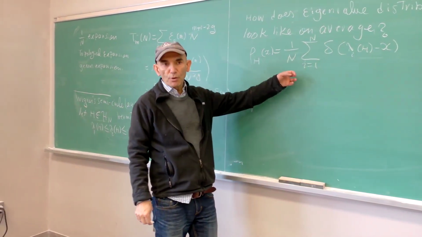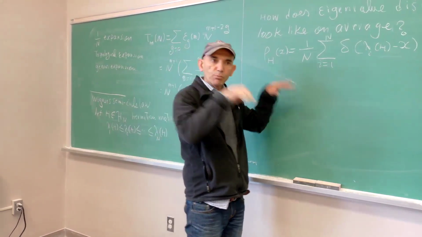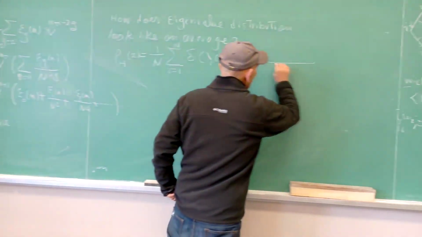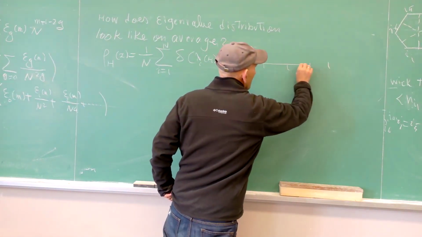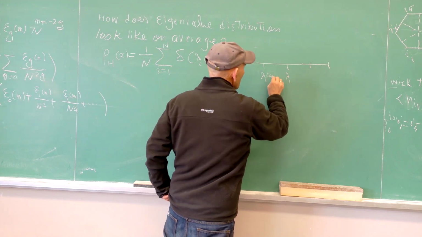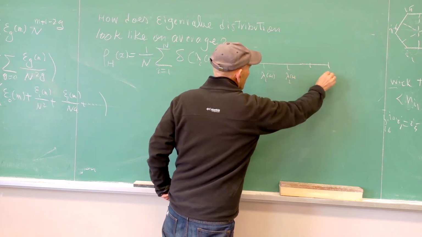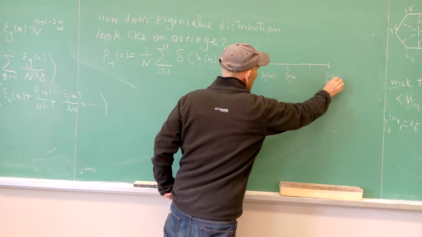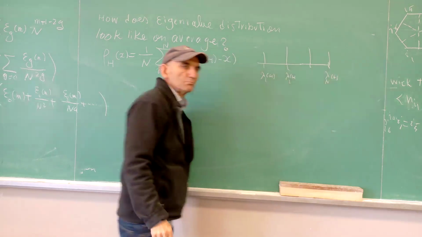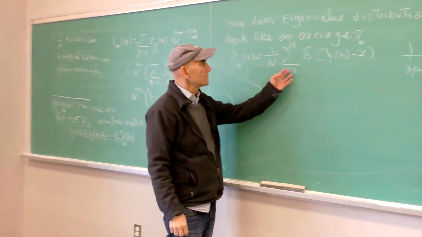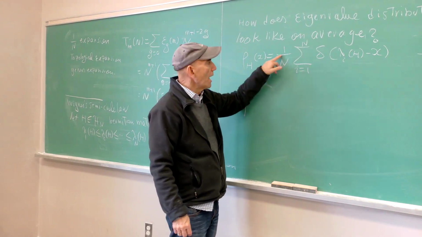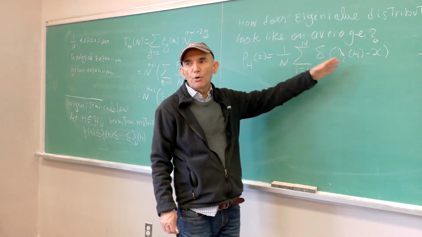So this is a discrete probability distribution on the line, which is supported on the eigenvalues. You just put the eigenvalues on the line, lambda 1, lambda 2 of H, and then lambda n of H, and then you define this Dirac mass. This is really a probability distribution, and I have to divide by n in order to get a probability measure.